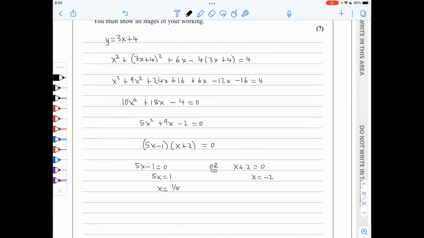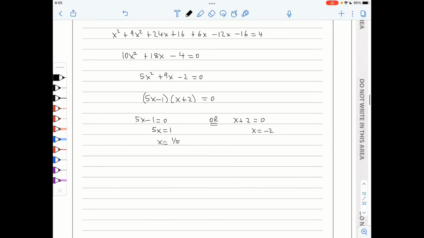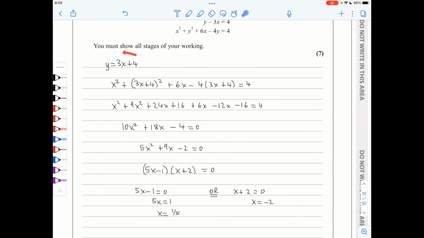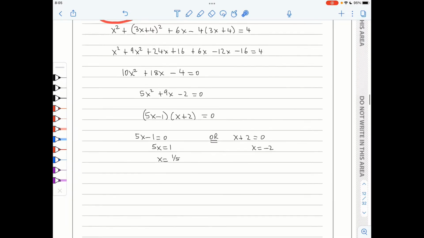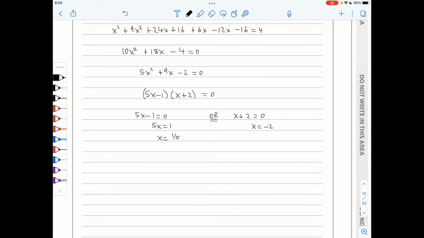So 5x is 1, x is 1 over 5, or x is negative 2. We haven't finished. We need to go a step further and find the corresponding values for y. I will be substituting into y is 3x plus 4 to find the values for y. So when x is 1 over 5, y is 3 times 1 over 5 plus 4, which turns out to be 23 over 5. And when x is negative 2, y is 3 times negative 2 plus 4, which is negative 2.